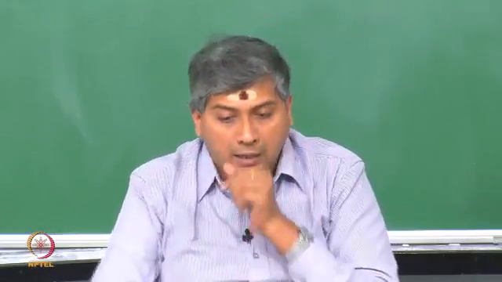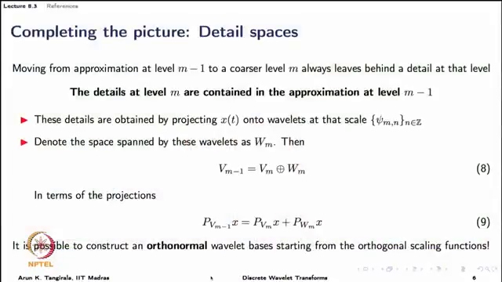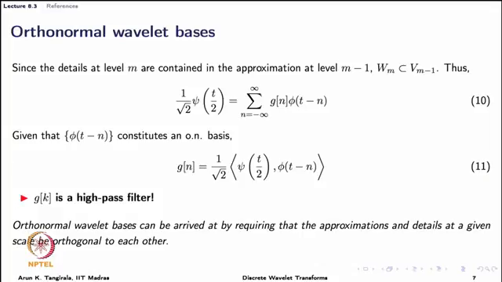Very important, until equations 8 or 9 there is no need that the wavelet bases are orthonormal, but now we want the orthonormality. And how do we achieve that? This is the subject of the next couple of slides. The first point that we note is Wm is a subspace of Vm minus 1. Wm is contained in Vm minus 1, that is the details at level m are contained in the approximation at level m minus 1.